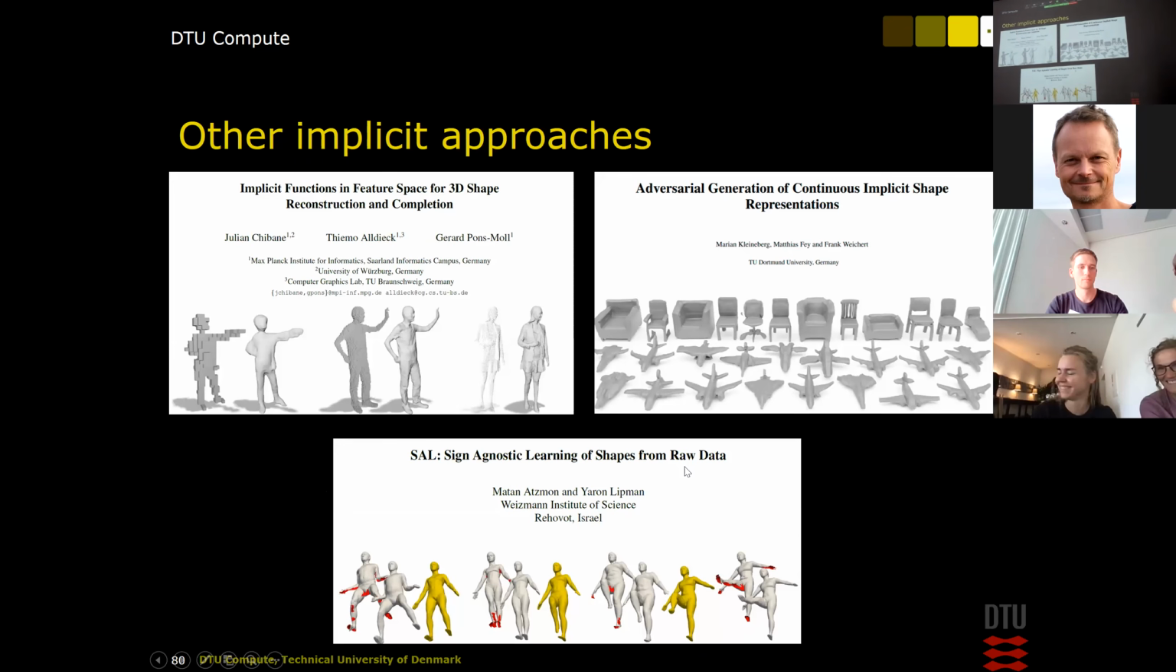There are other ways of dealing with implicit representations of surfaces, and this is just a little overview. Where you also define other types of basis functions on a grid, for example, and then can do convolutions.